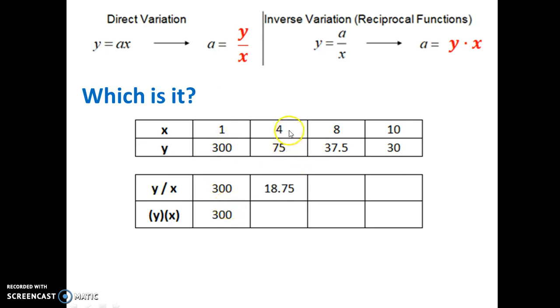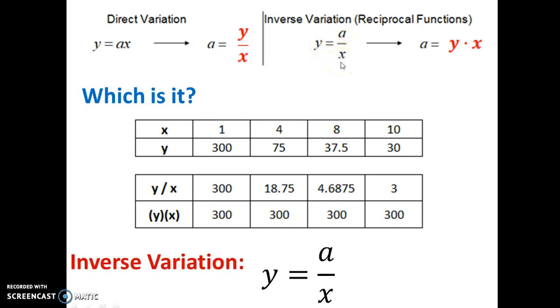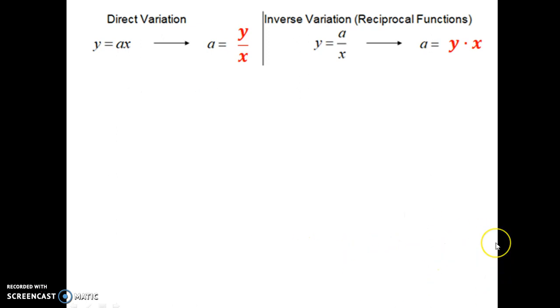Next one, if you did y divided by x, 18.75. If you did y times x, 300. Filling in, and so on and so on. You notice the only one that has a constant value is y times x. And if y times x is a constant value, this must be inverse. So this inverse variation must look like this, and we just figured out that the constant value is 300, so this is our inverse model here.